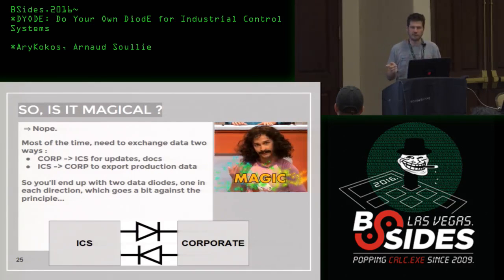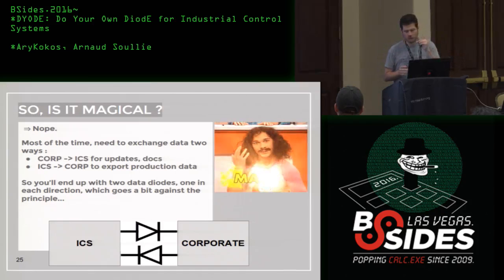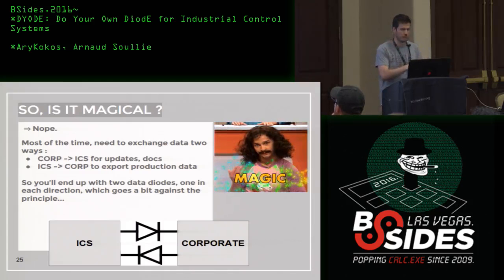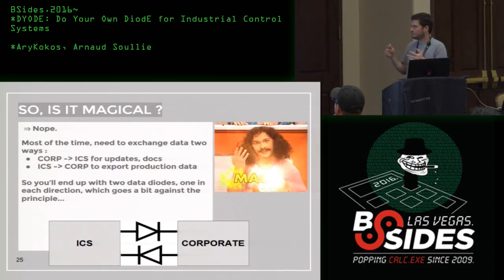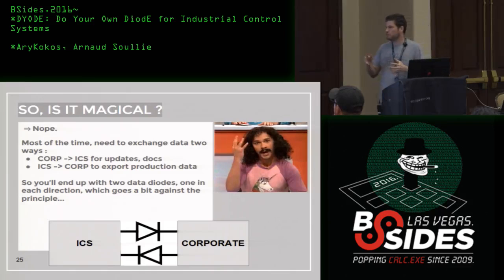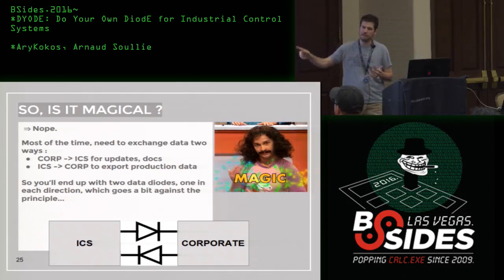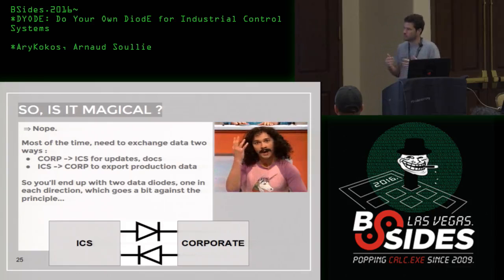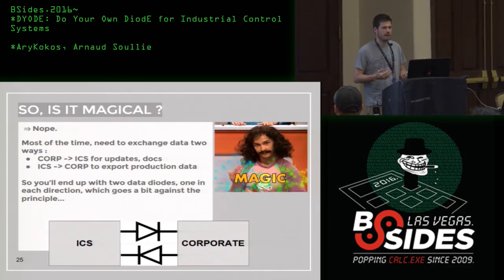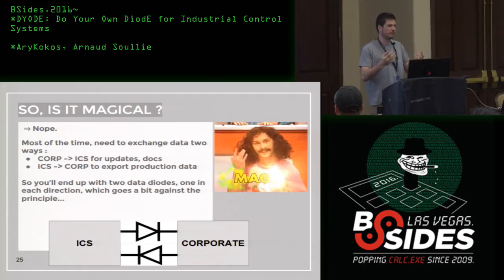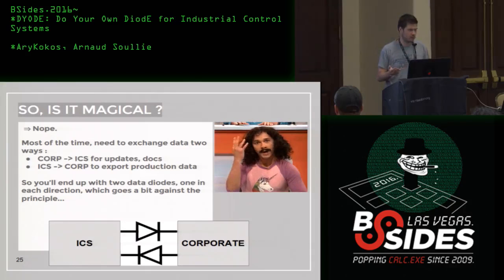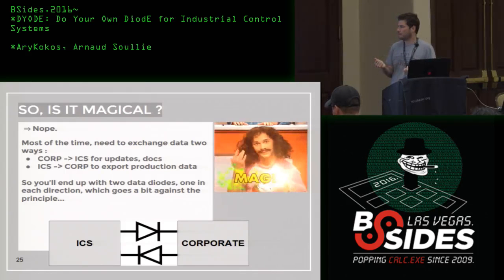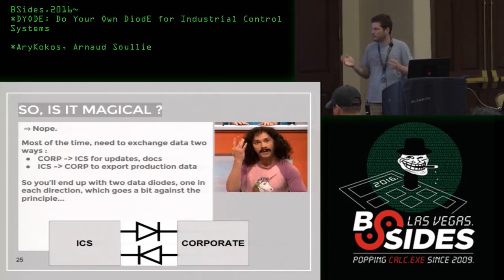Updates and antivirus signatures need to flow from the corporate network to the ICS, and the production report needs to flow from the ICS to the corporate network. So in the real world, you may end up using two different data diodes, one on one side, one on the other side. So yes, you will still have a high level of security, but that goes a bit against the principle of having one-way communication.